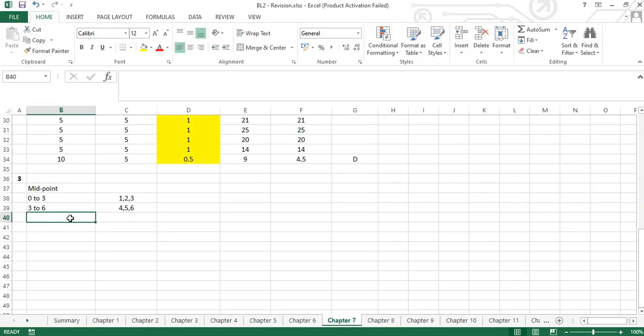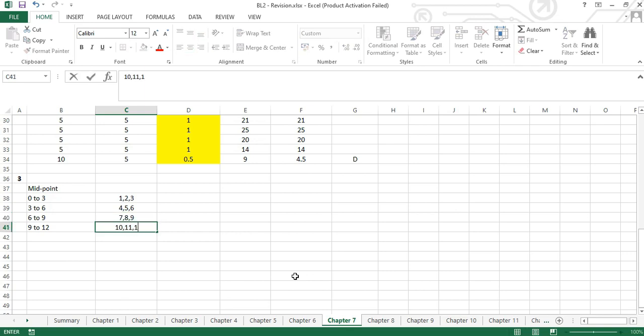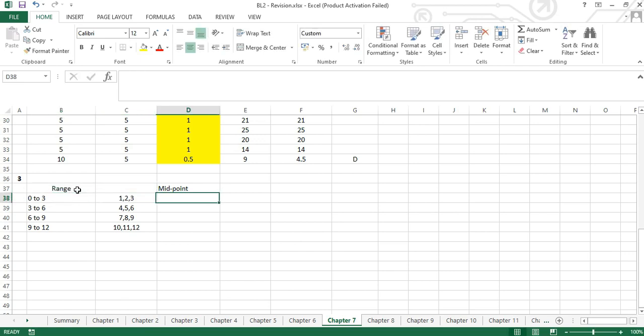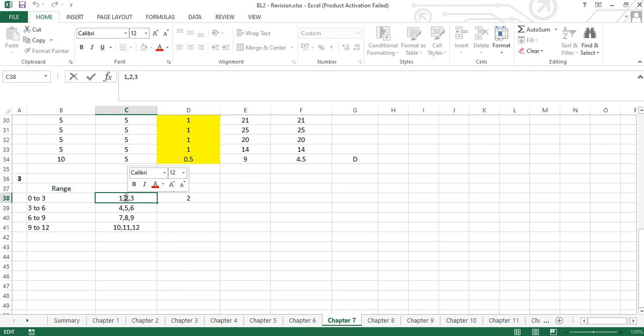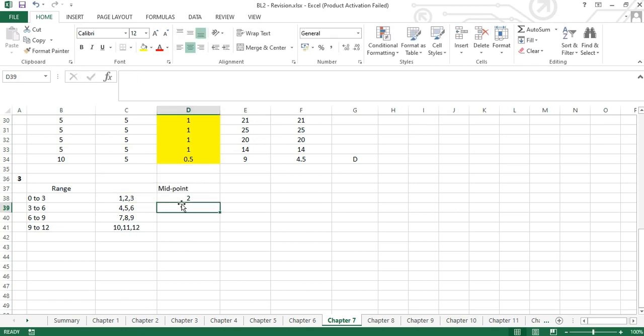Then 6 to 9, same way. They follow the same signs for both. So 9 to 12 is also the same way. Be sure of the sign given. So it's 7, 8, 9, 10, 11, 12. Right? Okay. So now what is the midpoint of 1, 2 and 3? 2 is the middle value, isn't it? Because there are 3 numbers, a midpoint has an equal spread before it and after it. That's how you confirm. So 2, 5, 8 and 11 will be your midpoints.